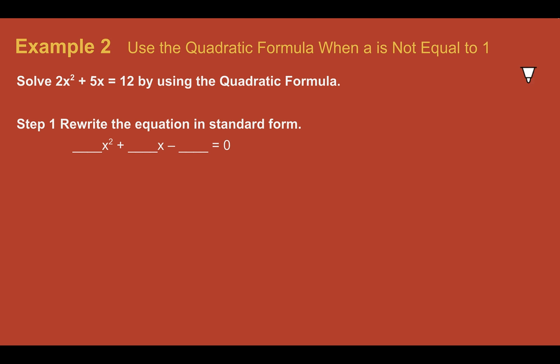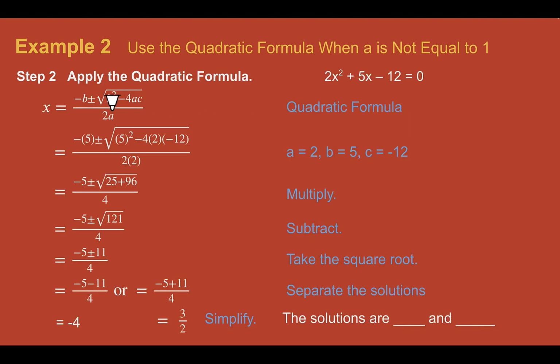So let's rewrite it into standard form. Subtract 12 from both sides, and we'd end up with 2x squared plus 5x minus 12 equals 0. Our a value is now 2, b value is 5, c value is negative 12. Plugging those things in, I'm going to plug in my a value. You can see here, instead of it being 1, it is now 2, b is 5, and c is negative 12.